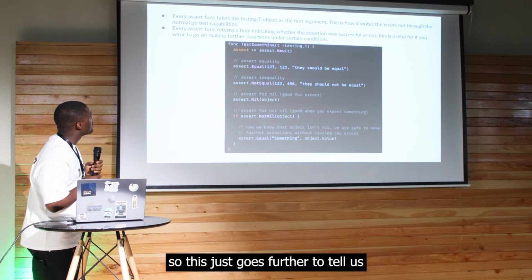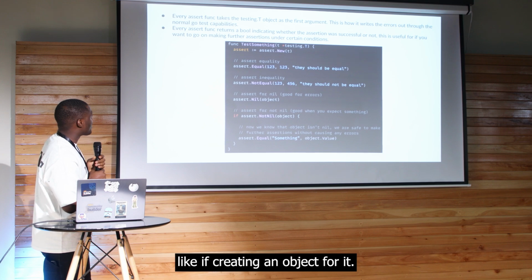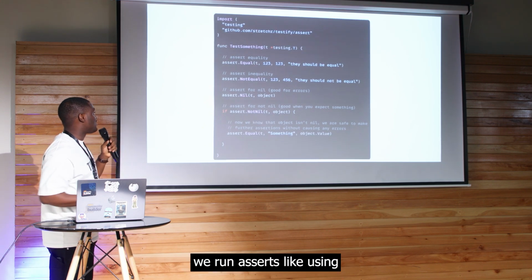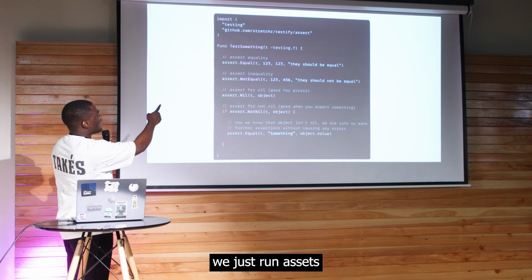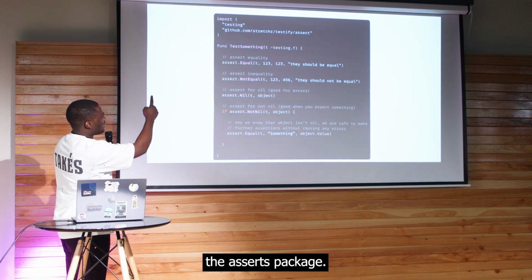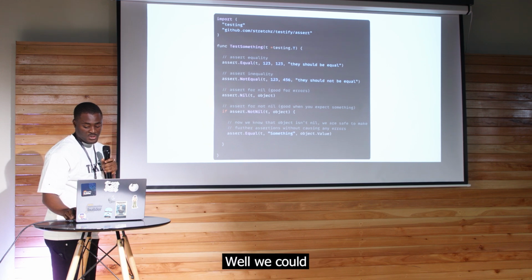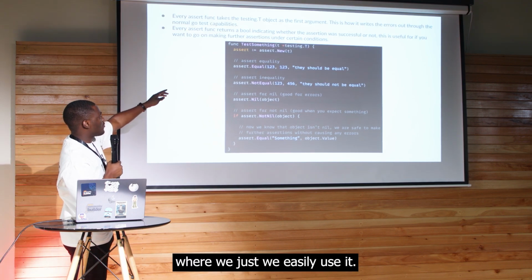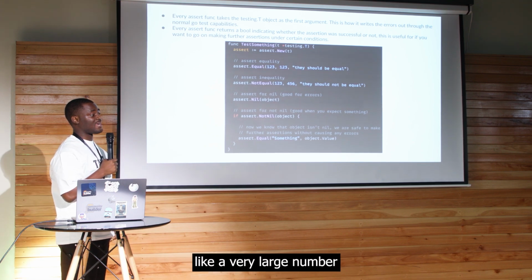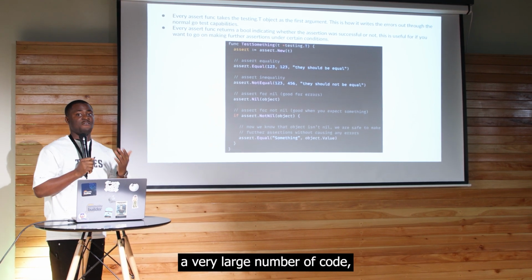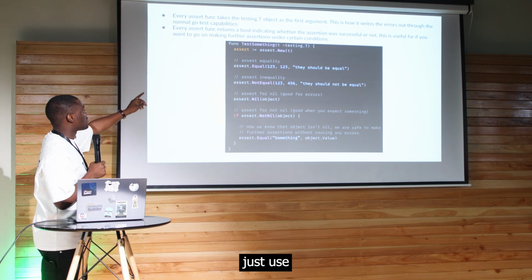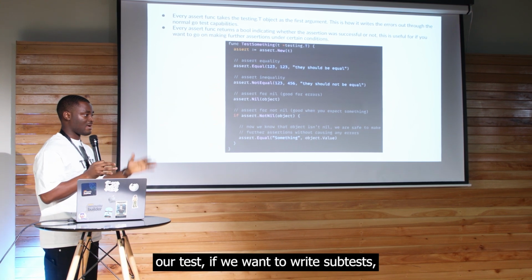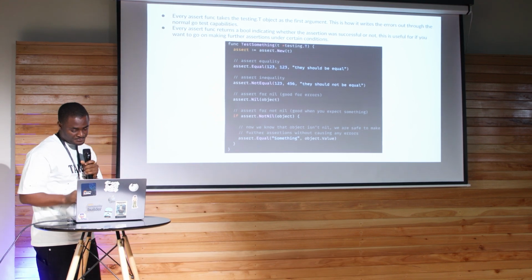So this just goes further to tell us about creating an object. In the previous one we just ran asserts, for each of them we used the assert package. But we could create an object where we easily use it. For example, if we're going to be writing a very large amount of code, we can easily just use an object and then start writing our tests. Like if we want to write subtests, okay.